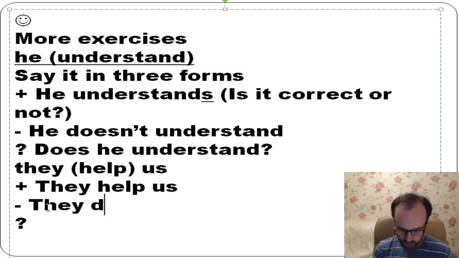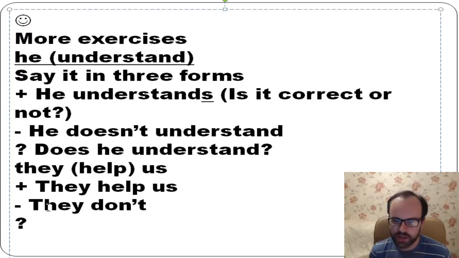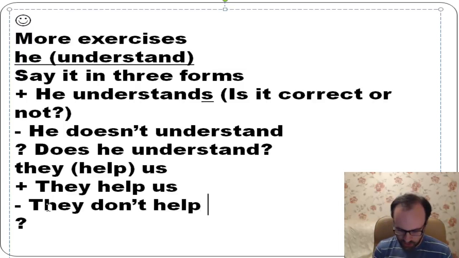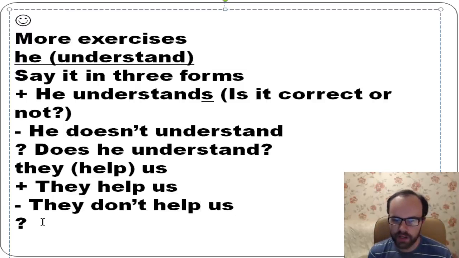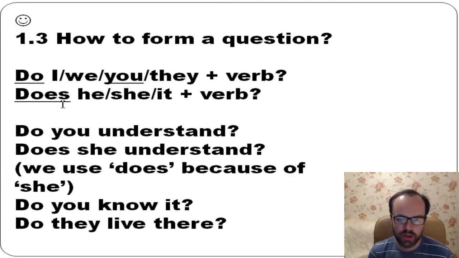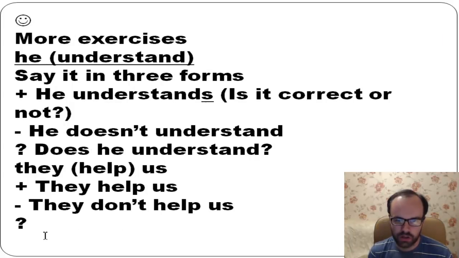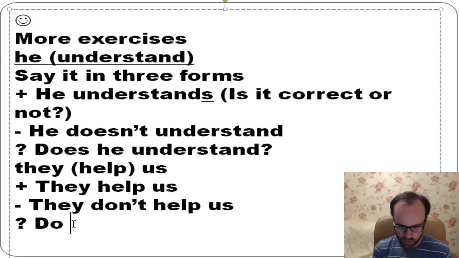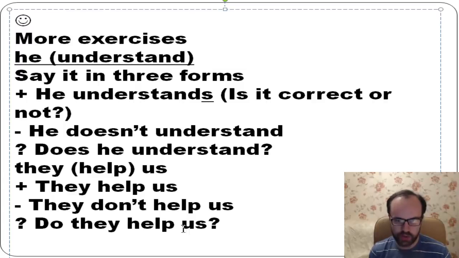Okay, how to form a negative sentence? They don't or doesn't. He, she, it doesn't. So if it isn't he, she, it, it's don't. So they don't help us. And think about this: do or does. Does he, she, it? If it isn't he, she, it, it's do. So do they help us? Okay, well done.